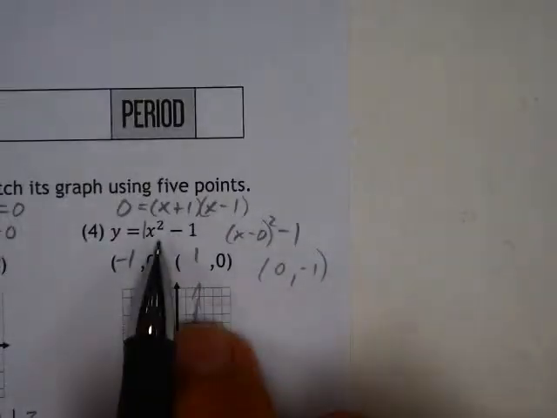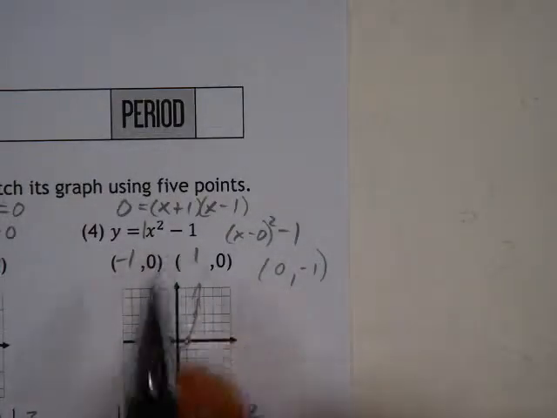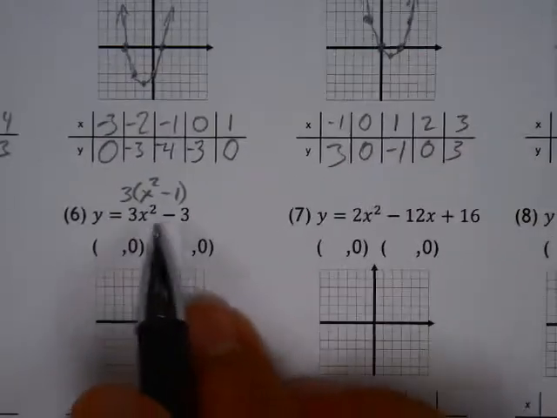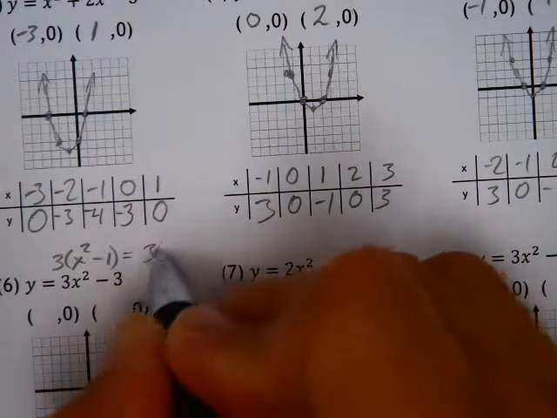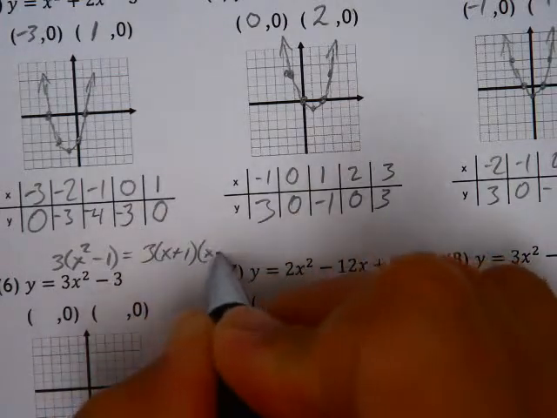Oh, yeah, like this one. I was confused for a moment. But that and that are basically the same thing. The difference is there's a 3 out in front. So this factors again to be 3 times x plus 1 and x minus 1.